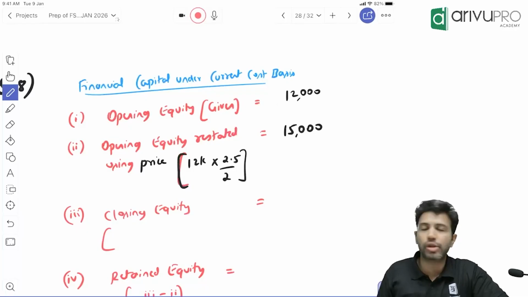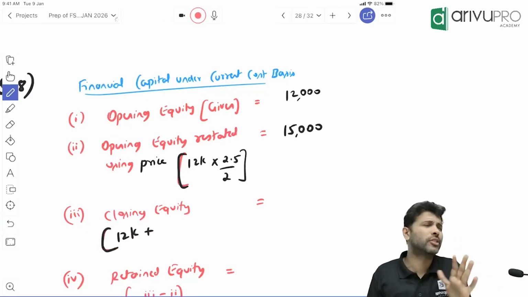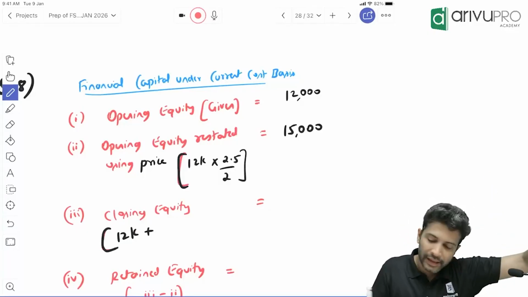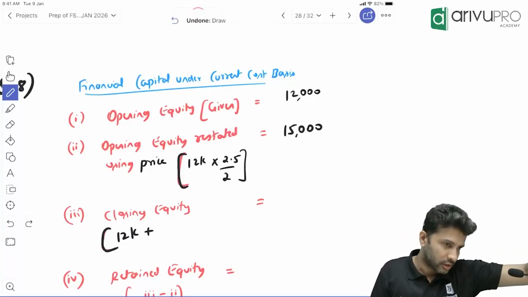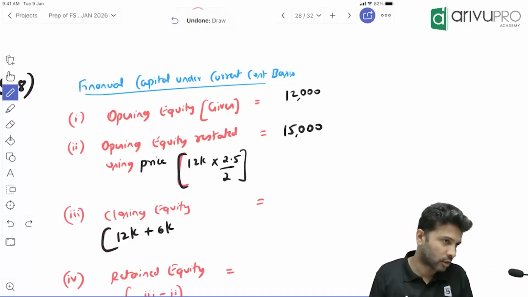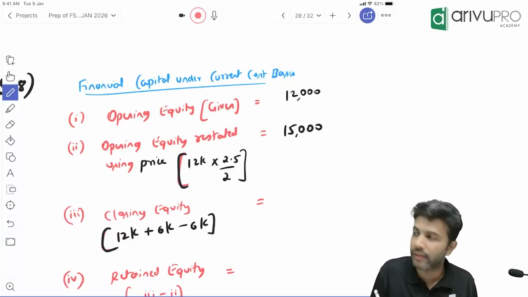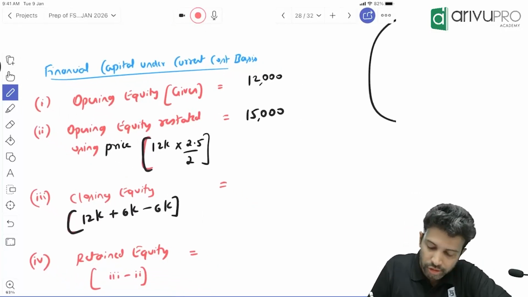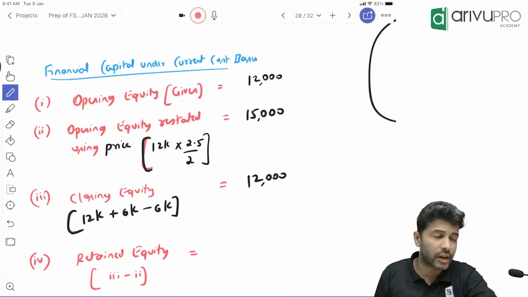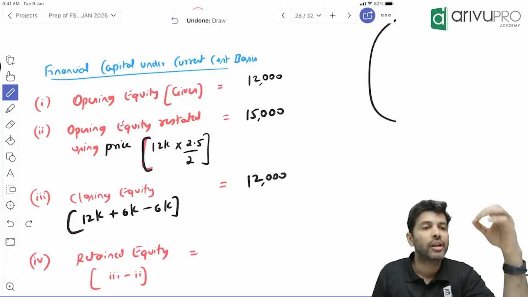Now find out the actual closing equity. How do you find out the actual closing balance of capital? Take the opening capital, which is actually how much? 12,000 plus actual profit. How much profit have you made in the current year? 6,000 minus drawings. Did we make any drawings? Yes. The trader withdrew how much? 6,000. That means the closing equity is how much? 12,000. Correct?